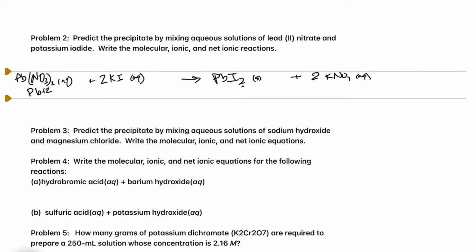Next step is our ionic equation. So it is lead(II), so it's Pb plus 2. There's going to be 2 nitrates. Again, these are both going to be aqueous. We also have 2 potassiums and 2 iodides. Again, both of those are aqueous.